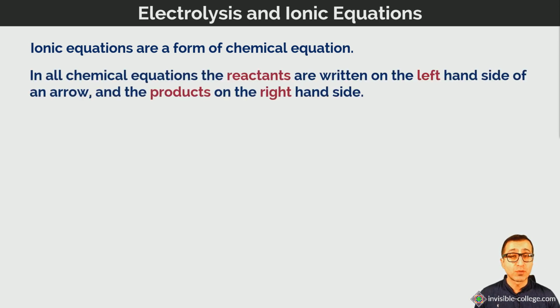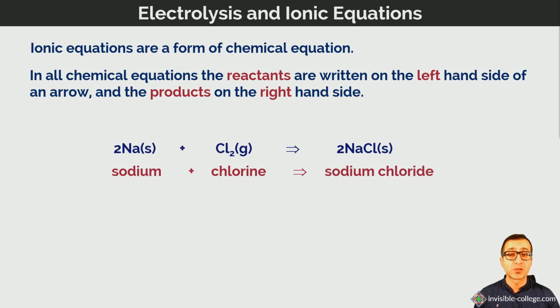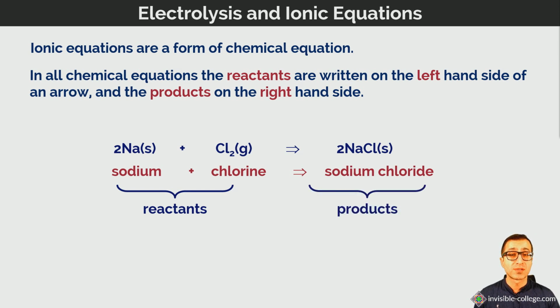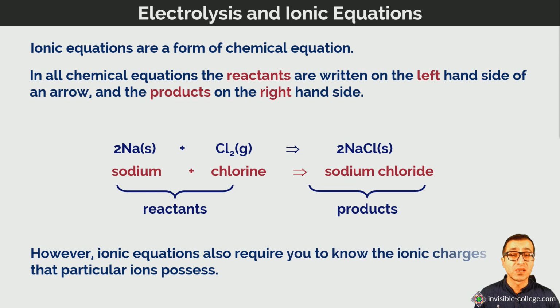So an example of this would be the reaction of sodium metal with chlorine gas to form sodium chloride, as we see here. On the left-hand side, we have the reactants, and on the right-hand side, in this case, we only have one product. But ionic equations will also require you to know the charges, the electrical charges on the ions which are involved in the reaction. You also need to include state symbols as you would with any other chemical equation.